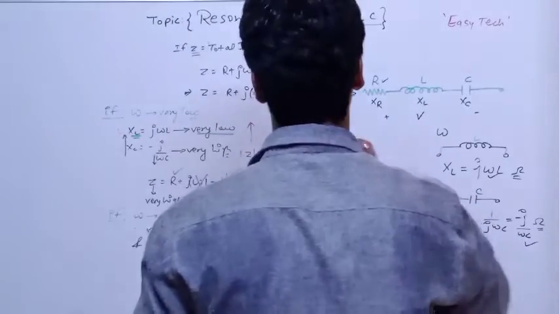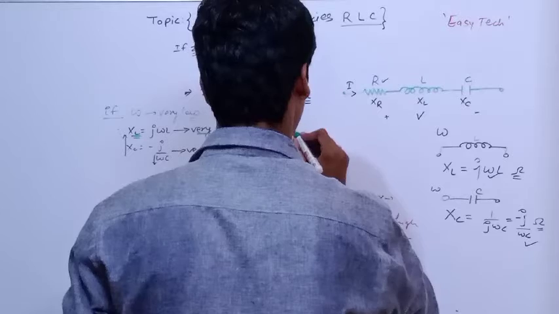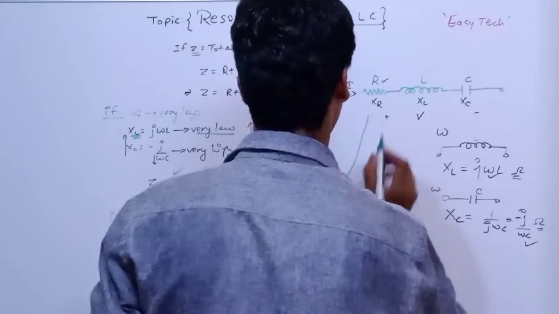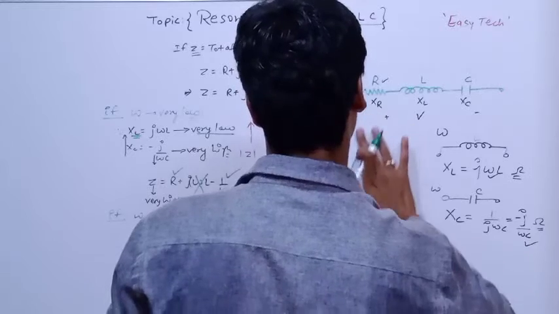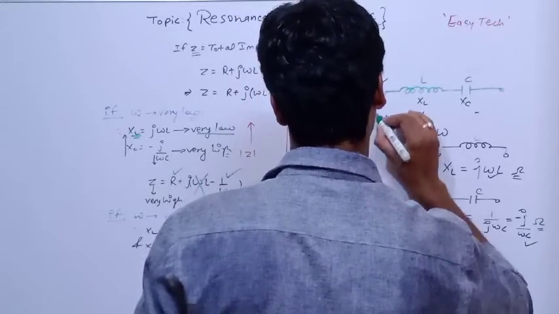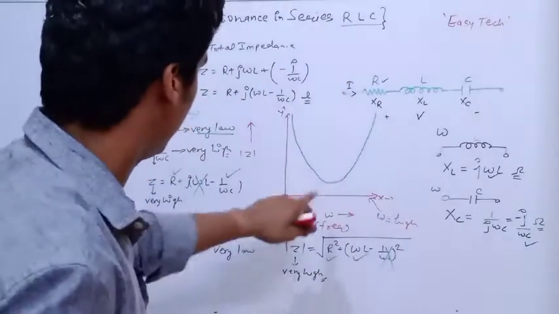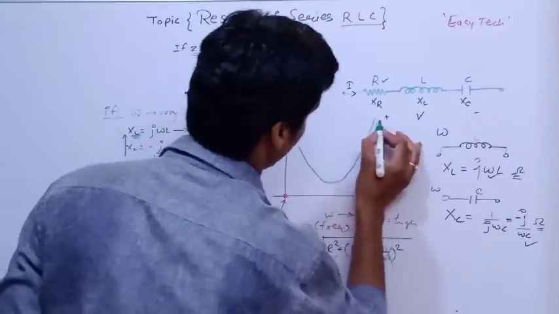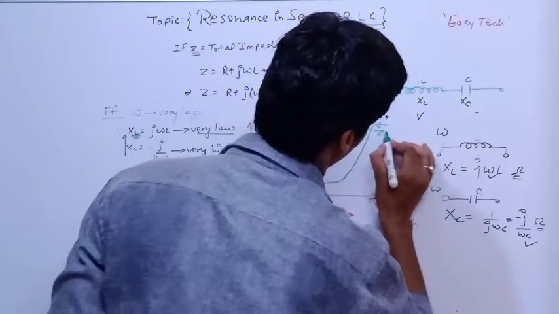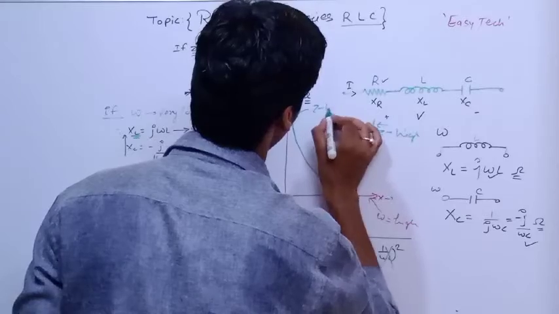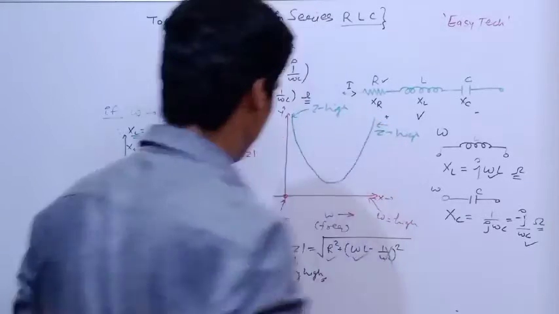I'm going to make this graph like here. The graph will look like this. Okay, Z high here and Z high here.